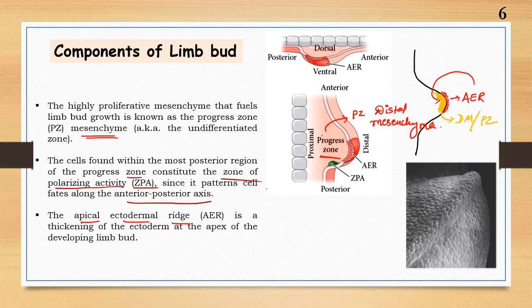So they are going to maintain the polarity, anterior posterior polarity. That is why they are known as zone of polarizing activity or ZPA. Here is a magnified image where you can see that this is the limb bud and this is the outermost, most distal cell, which is elevated. This is AER. This is AER in the limb bud. So this is the limb bud, and the cells present in the most distal area are AER.